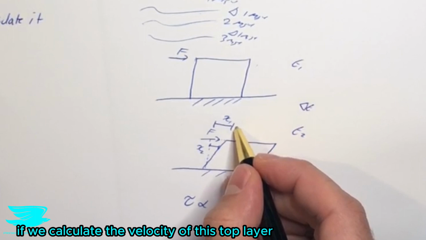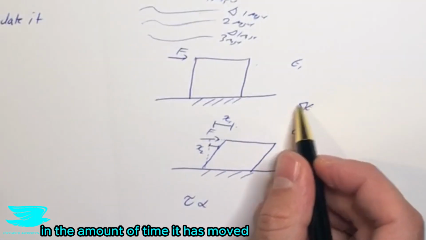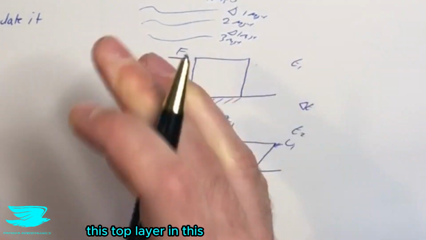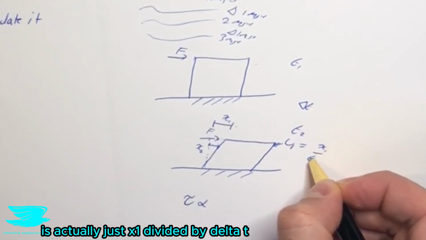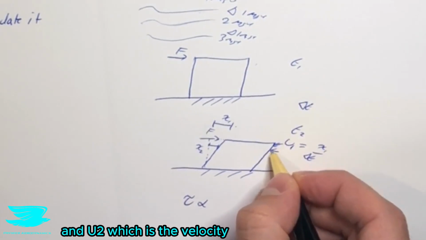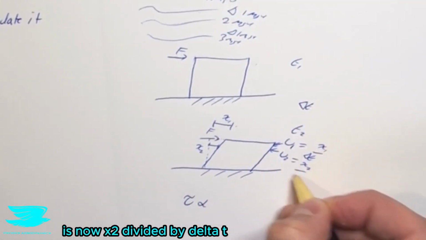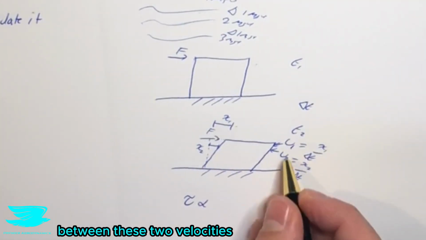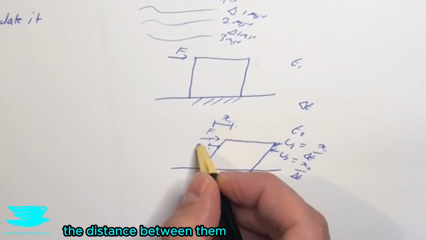If we calculate the velocity of this top layer, we know the distance that it has moved in the amount of time it has moved. So u1, which is the velocity of this top layer in this time, is just x1 divided by delta t. That's very simple. And u2, which is the velocity of the second top layer, is x2 divided by delta t. So tau is proportional to the difference between these two velocities, u1 minus u2, divided by the distance between them.